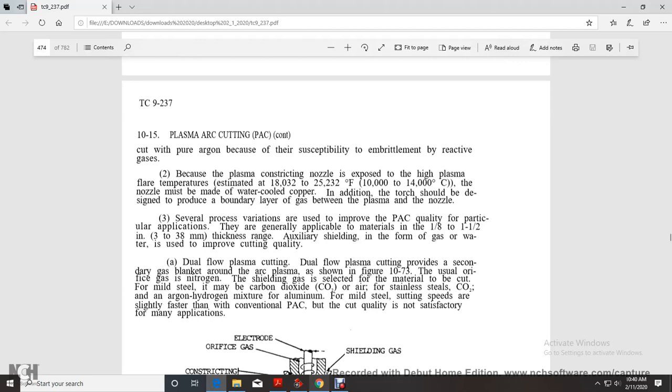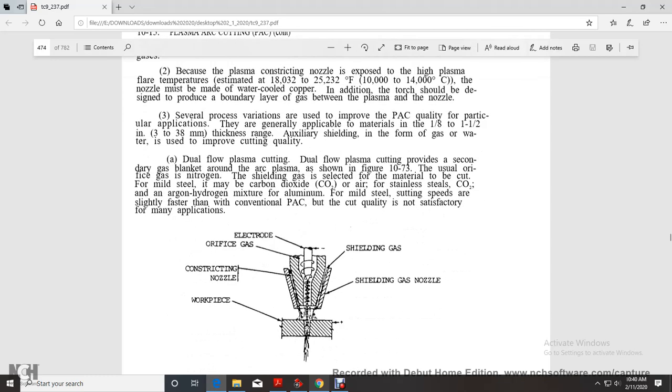Some variations of plasma arc cutting improve quality, and particular applications are generally applicable to materials 1/8 to 1.5 inch in thickness. Auxiliary shielding in the form of gas or water is used to improve the cutting quality. Dual flow plasma cutting.